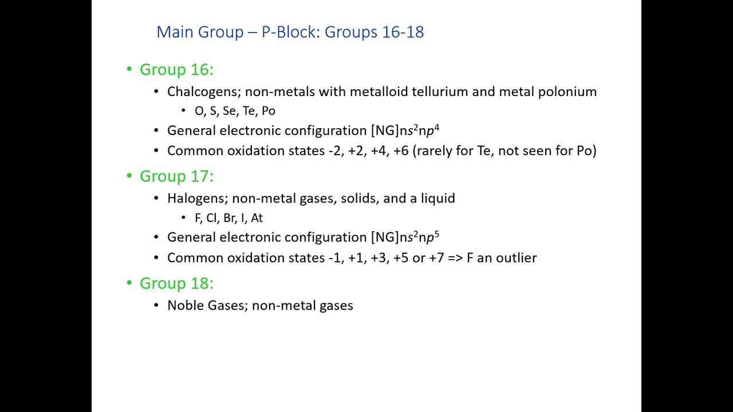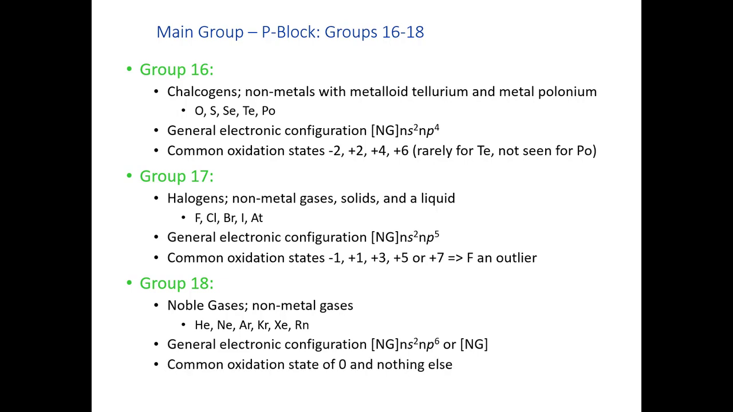The last group we will look at are the noble gases, which are all nonmetal gases as the name implies. Group 18 includes helium, neon, argon, xenon, and radon. Their general electronic configuration is noble gas from the previous row, ns2 np6. Helium is the only exception with an electronic configuration of 1s2. Common oxidation states for the noble gases are 0 and pretty much nothing else.